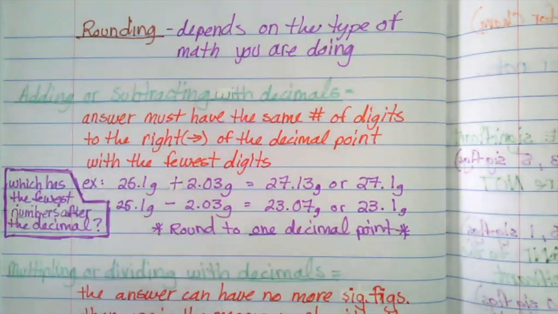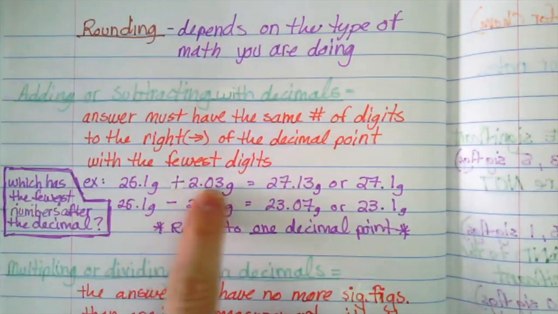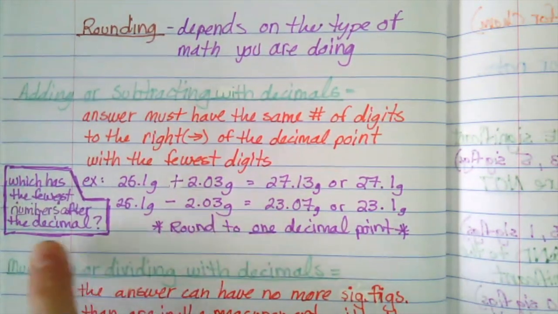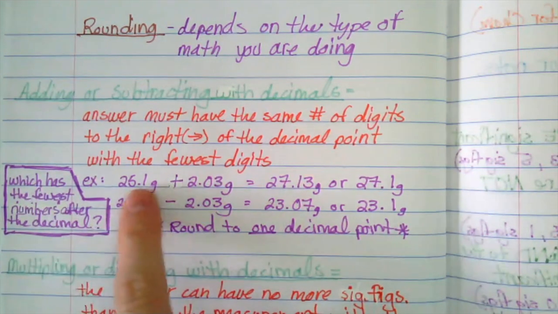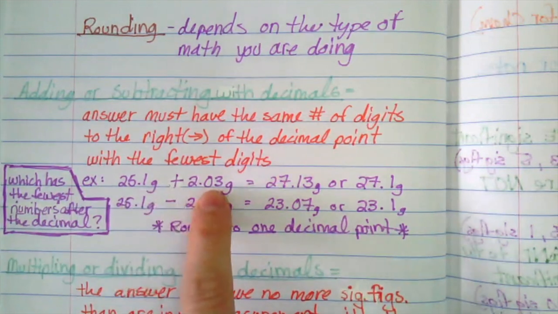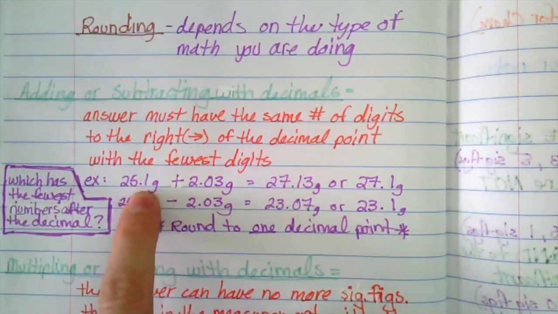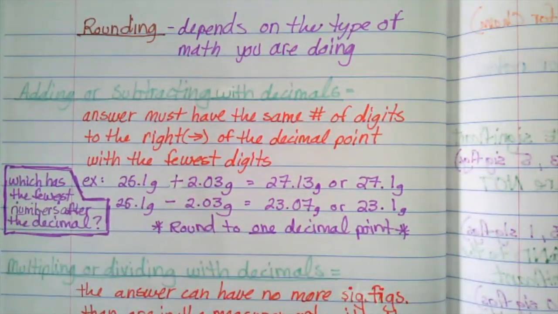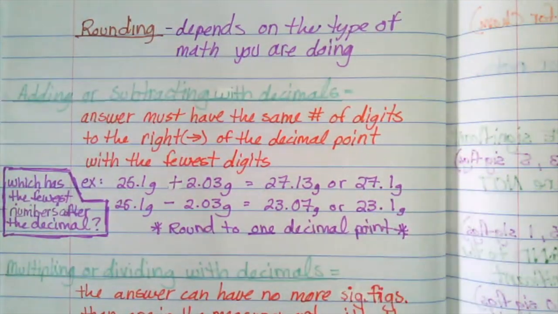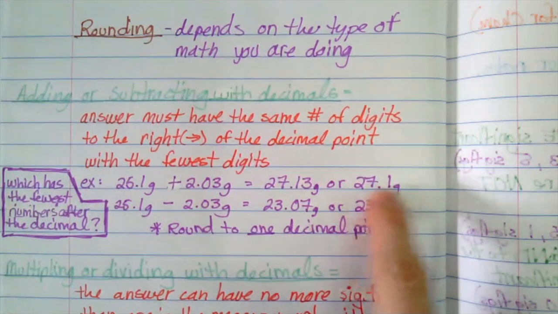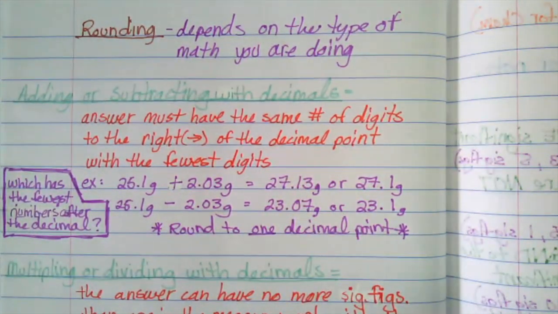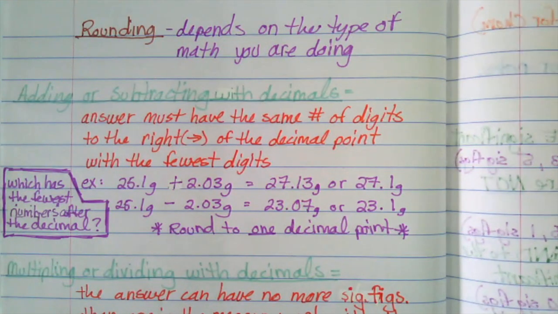So our question, look at it. Here's our 2 numbers. I have them added and subtracted. It doesn't matter. Just examples. Which has the fewest numbers after the decimal? Here is 0.1 and here is 0.03. So 1 decimal place versus 2. 1 is the smallest. So my answer has to have 1 decimal place, not the 2. So you would want to circle these ones. These ones are not correct. Okay, we round to 1 decimal place.